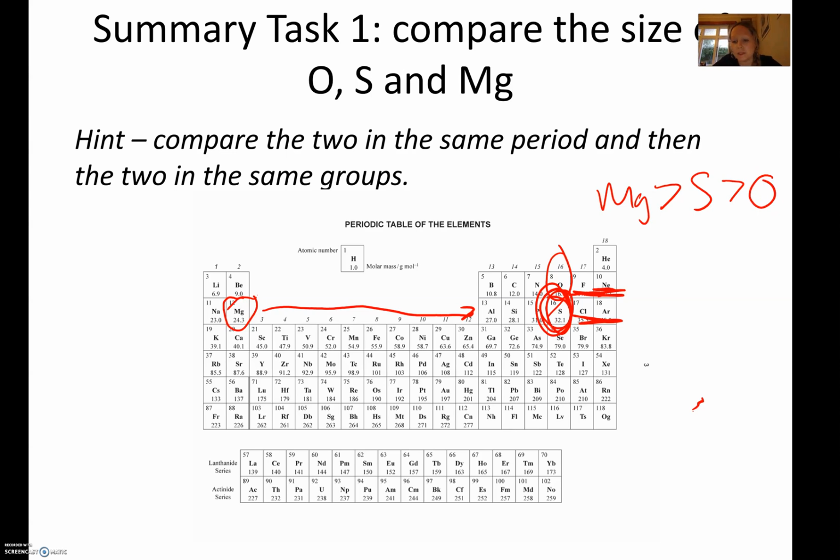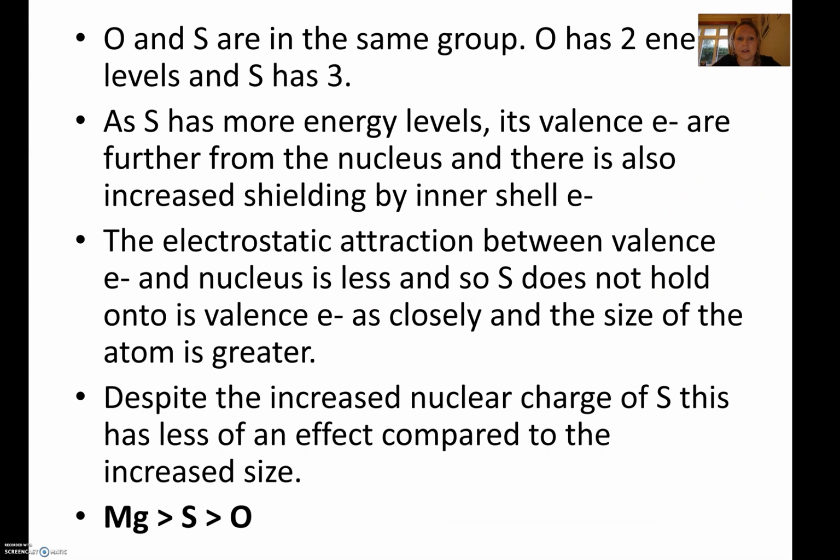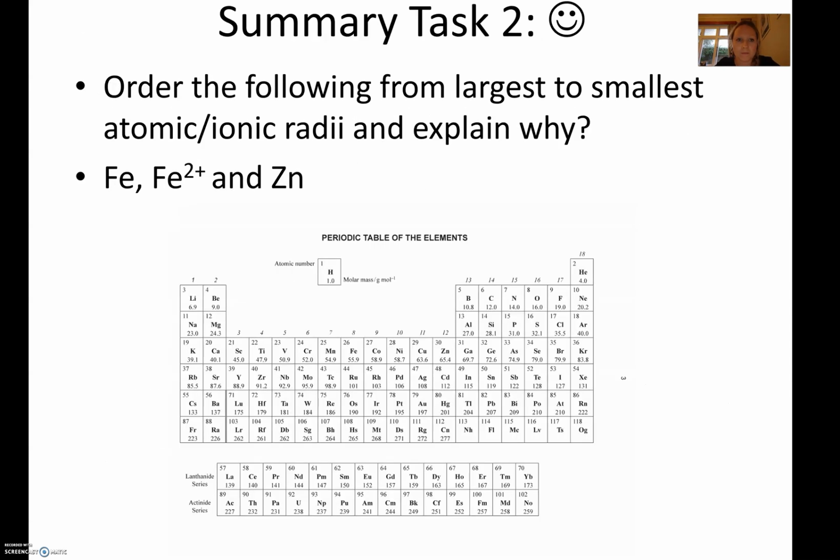them. Okay, and there's my last answer. So magnesium will be greater than sulfur, which will be greater than oxygen. Hopefully that all makes sense. If not, put a question on Teams.